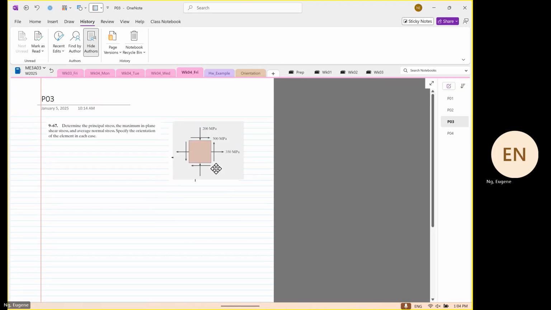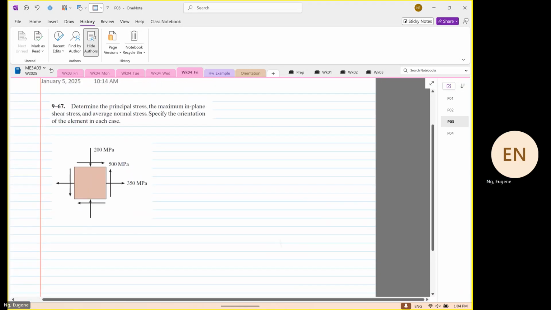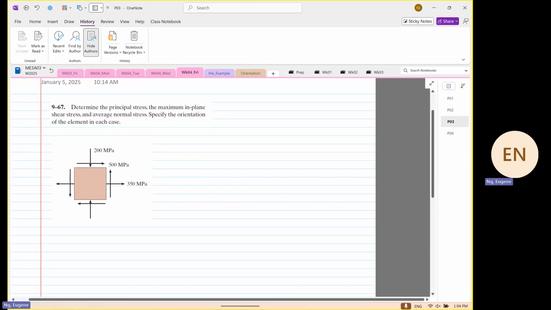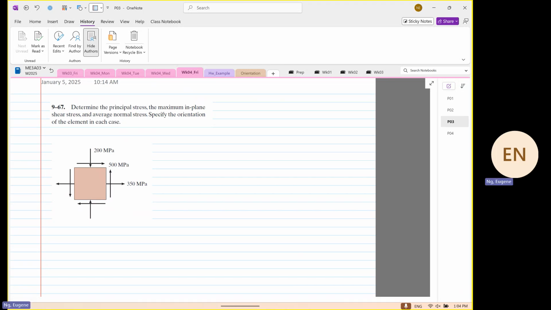Now, again, we are going to read the question. Determine the principal stress. The maximum what? Can you see the word in what? In plane. So you know what is in plane now, yes or no? You guys are seeing the term in plane now. The average normal stress, specify the orientation.